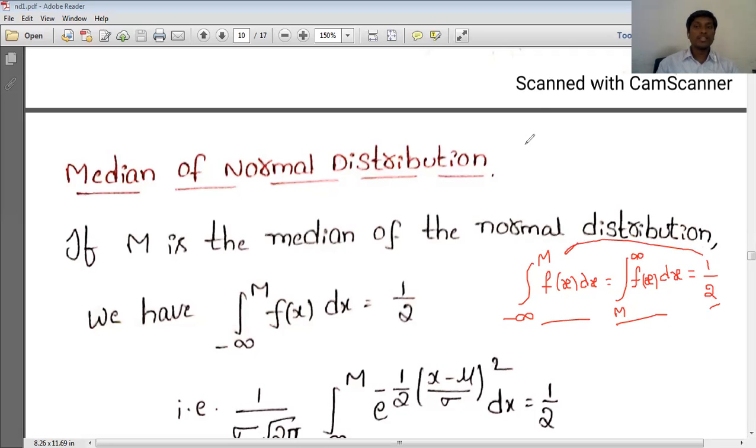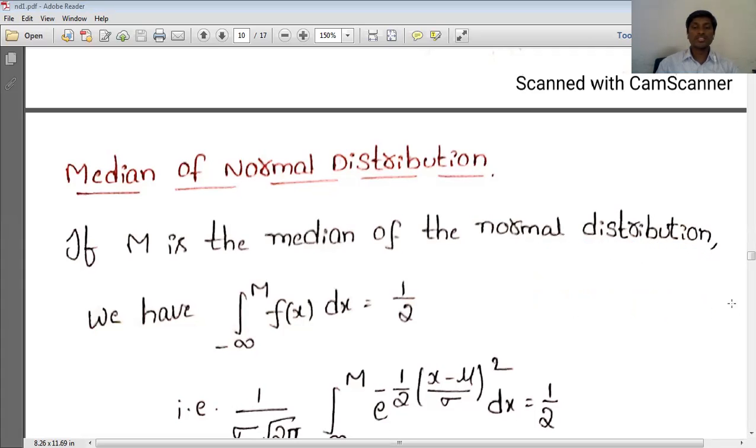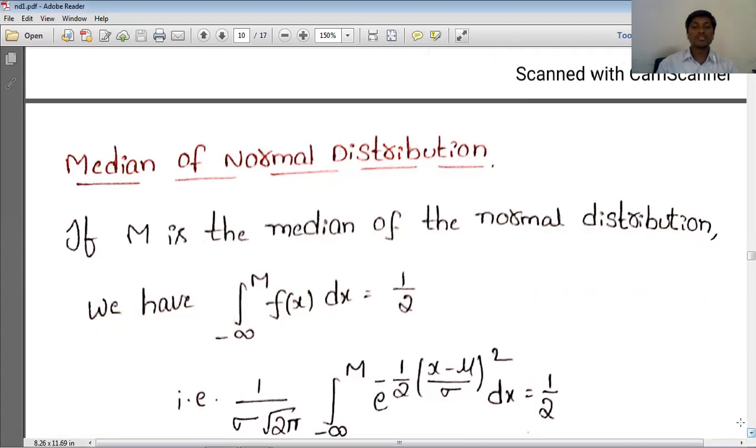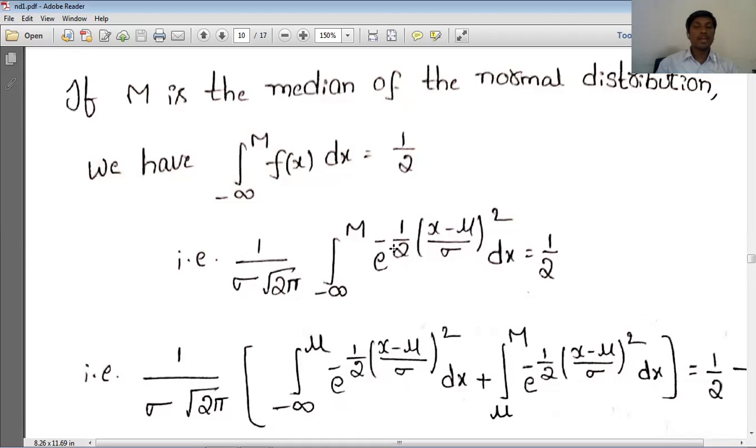Okay, and by the definition of the normal distribution, we know that f of x is equal to 1 by sigma into square root of 2 pi e power minus 1 by 2 x minus mu by sigma whole square dx. So here we used the normal distribution form, f of x, and simply substituted it. Now we are going to simplify this.